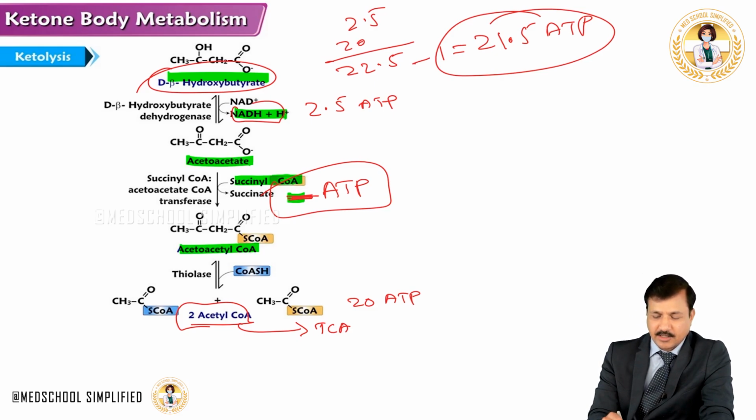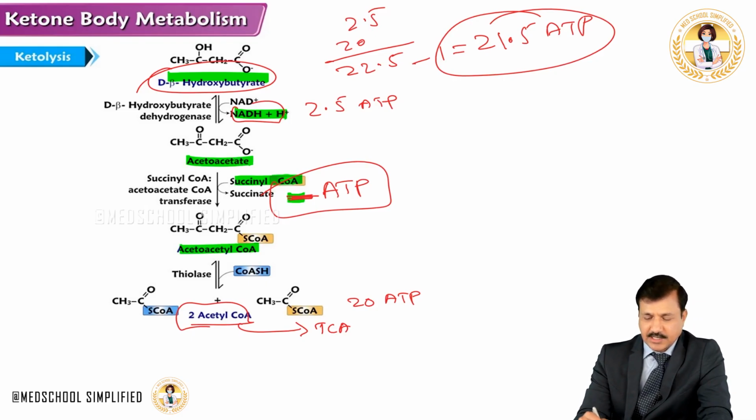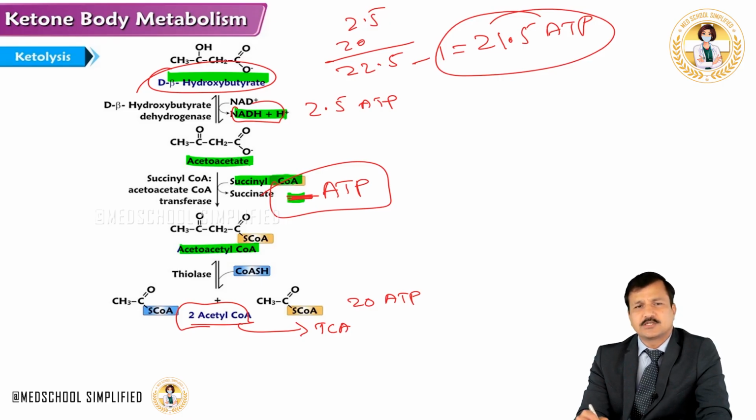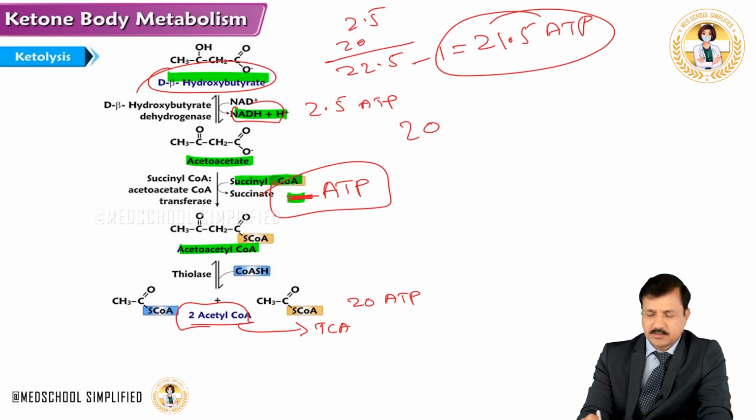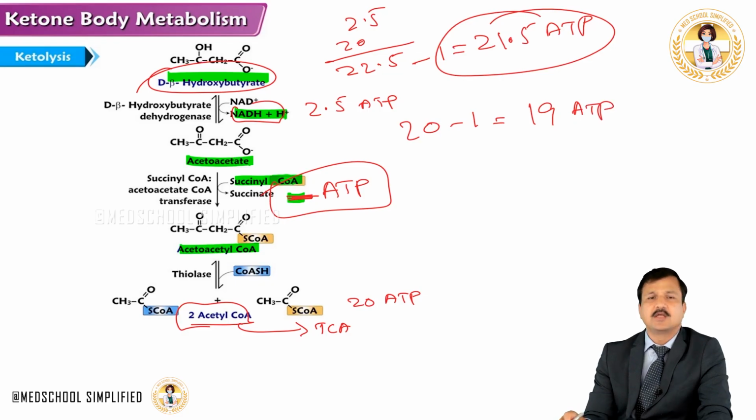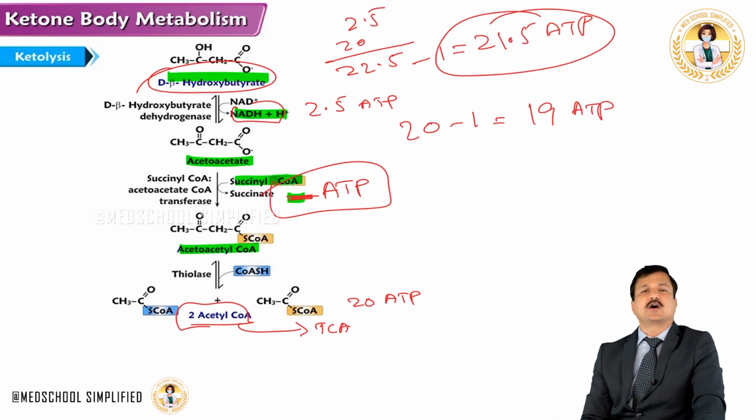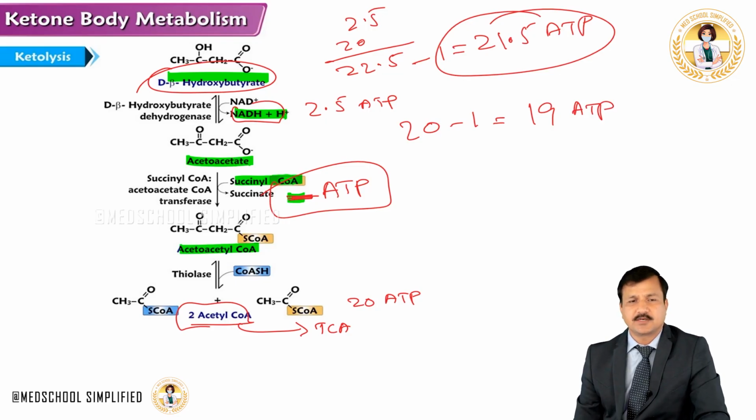Now what about oxidation of acetoacetate? That's another ketone body. So the conversion of acetoacetate into acetoacetyl-CoA consumes 1 ATP there, and acetoacetyl-CoA breaking into 2 acetyl-CoA molecules gives you 20 ATP. So 20 minus 1 ATP, so it will be 19 ATPs. That's the energy coming from oxidation of acetoacetate in the extrahepatic tissues.